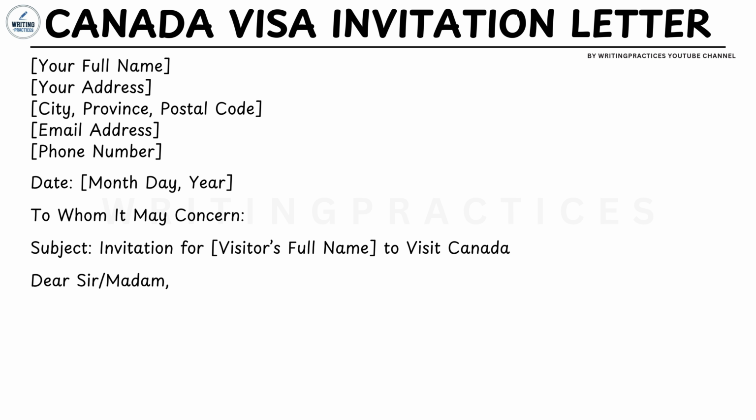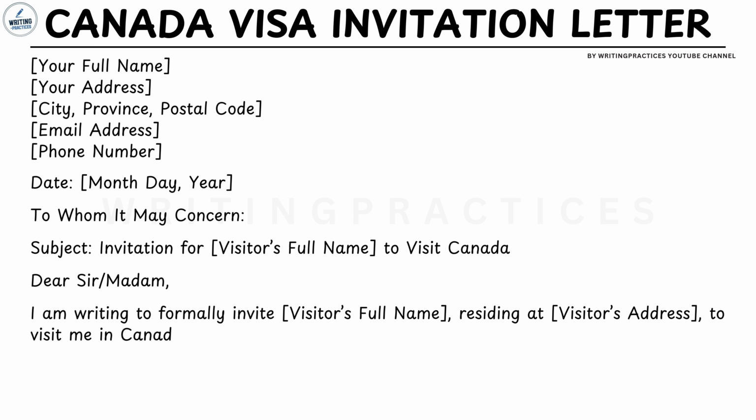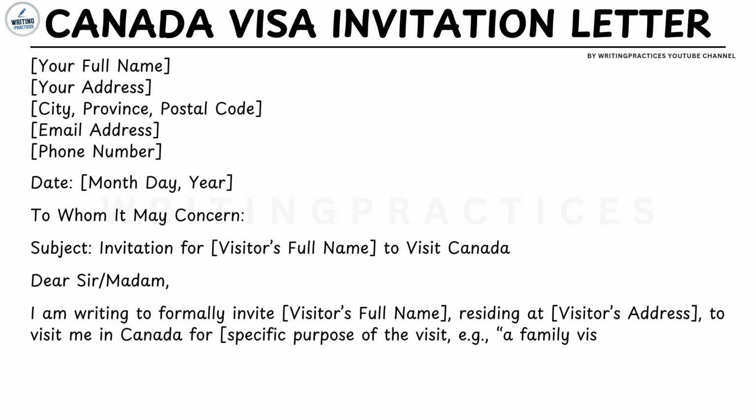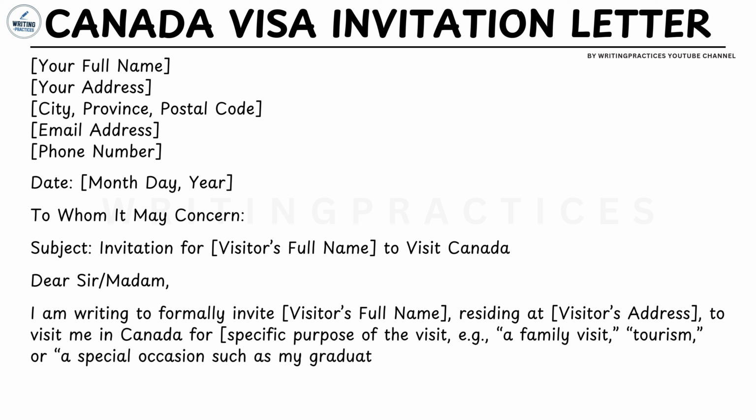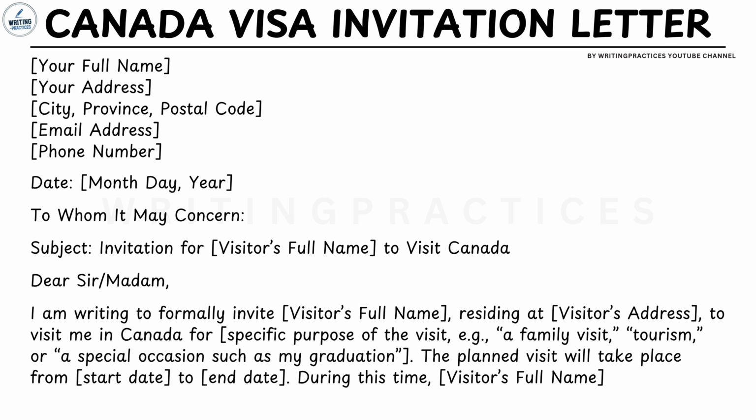6. Introduction of the invitation. In the opening paragraph, introduce the invitee by their full name and address and specify the purpose and duration of their visit. This sets the context for the invitation. For example, I am writing to formally invite Jane Smith, residing at 456 Oak Avenue, London, UK, to visit me in Canada for a family reunion. The planned visit will take place from March 1, 2025 to March 31, 2025. During this time, Jane will stay at my residence at 123 Maple Street, Toronto.